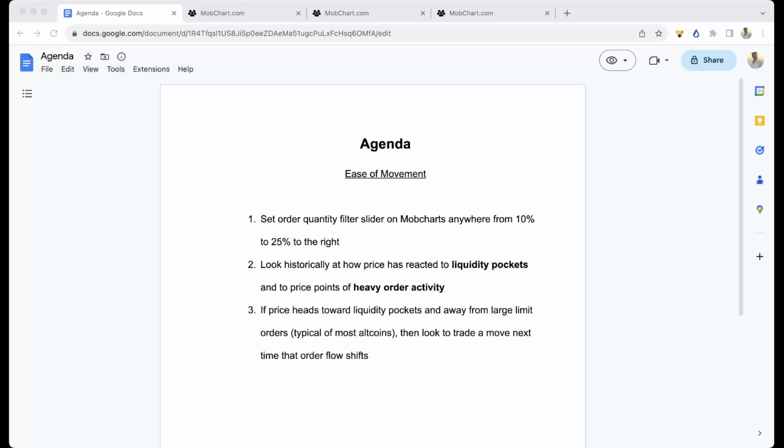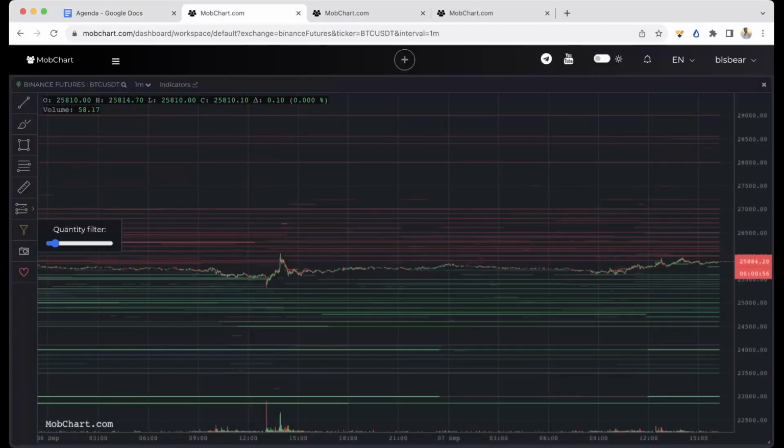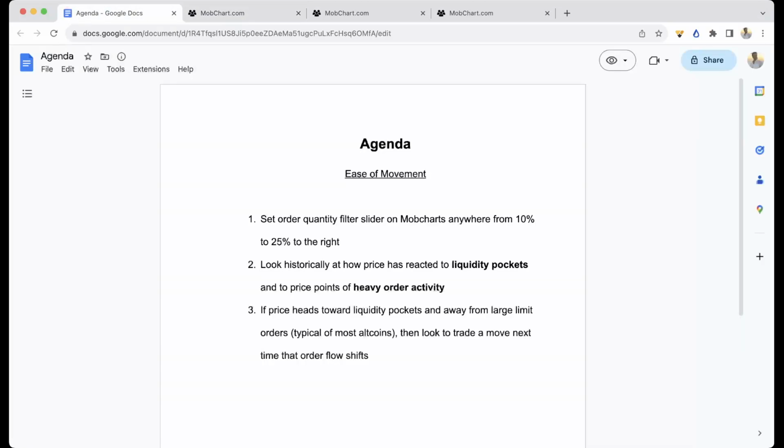This is going to be a very straightforward episode today on ease of movement in order flow using the website MobCharts. So the first thing I want you to do before we jump in is to look at these 3 points right here. The first one is the filter that I like, 10 to 25%. What I'm talking about is the quantity filter, which is at about 10% right here. It's up to you, but I've found best results for looking at this type of order flow with those settings.